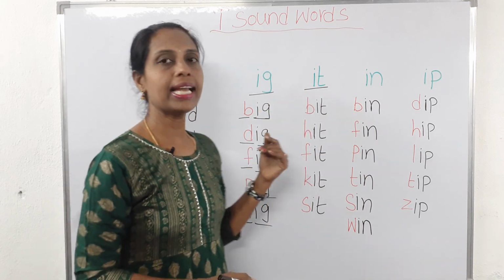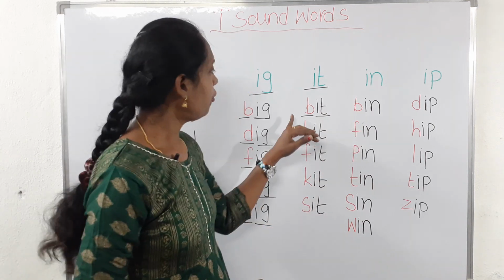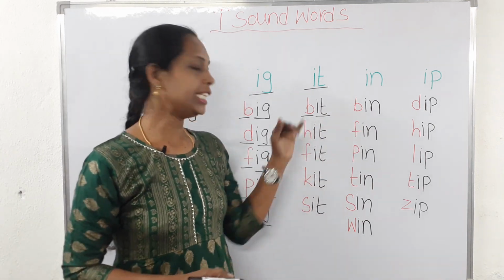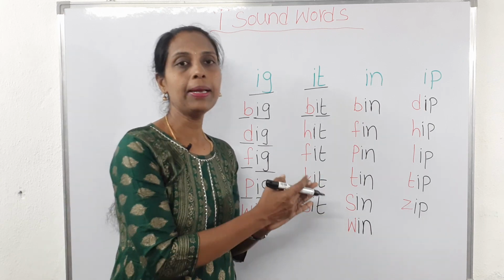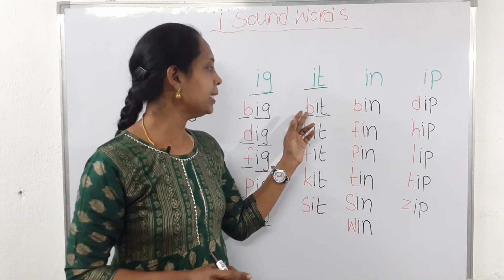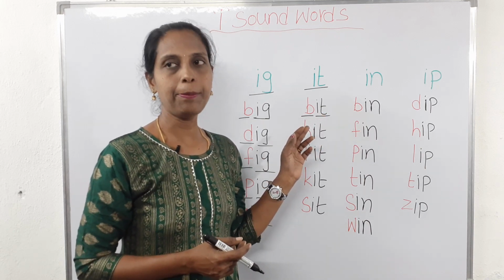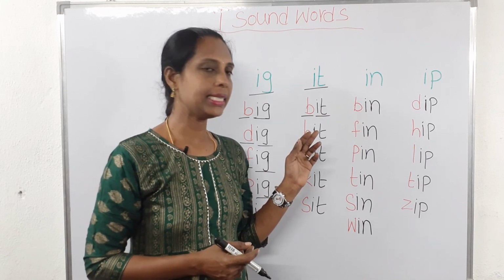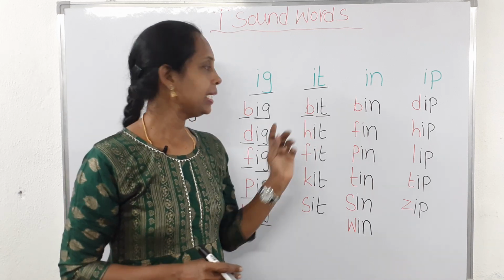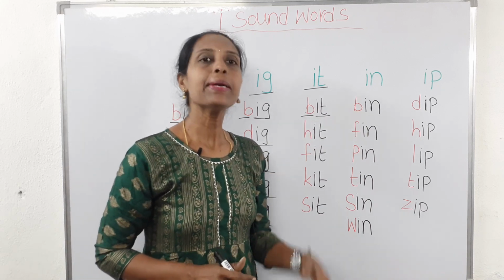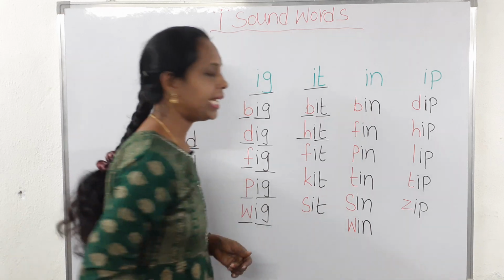Next, we can add B to it. First letter B. What is the sound of B? B. B, E, T, bit. B-I-T, bit.